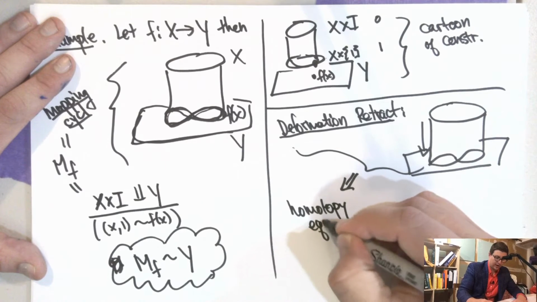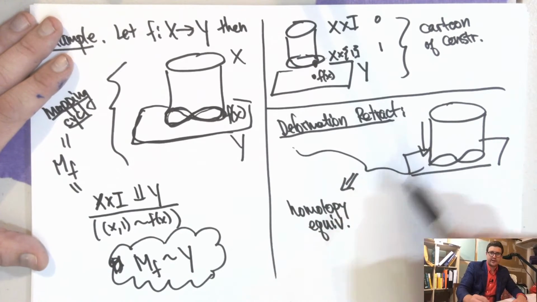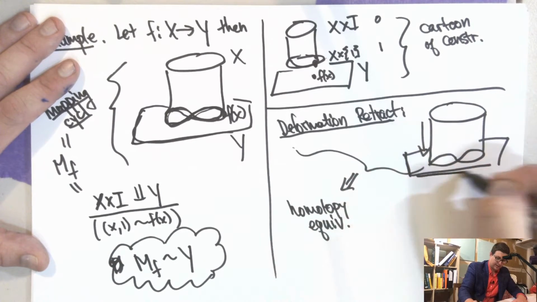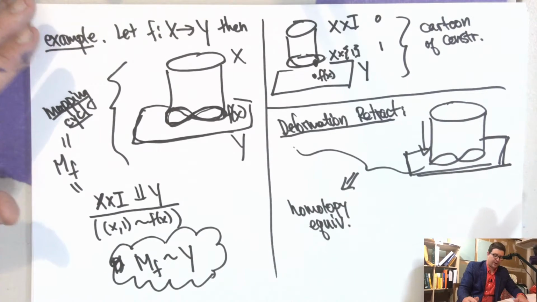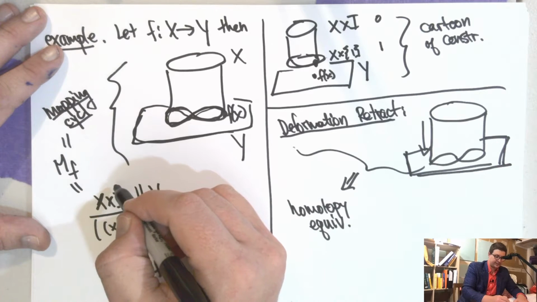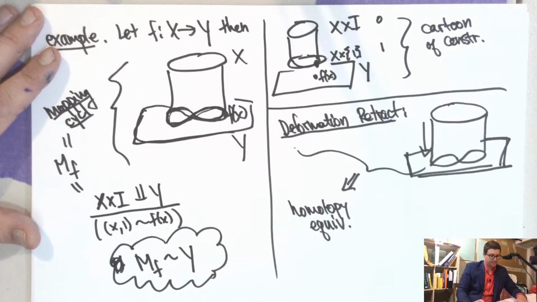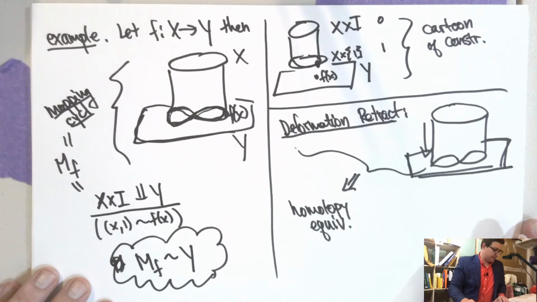Okay, and then I think a good exercise would be to try and write this out in coordinates. By coordinates I mean you just use x's, t's, and y's. Okay, so that's the deformation retract.